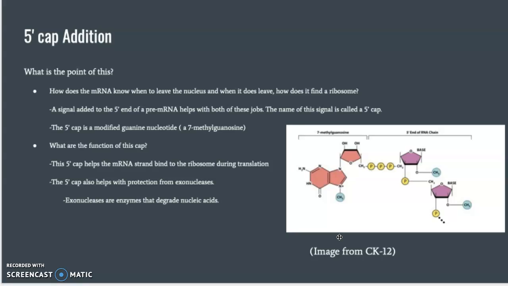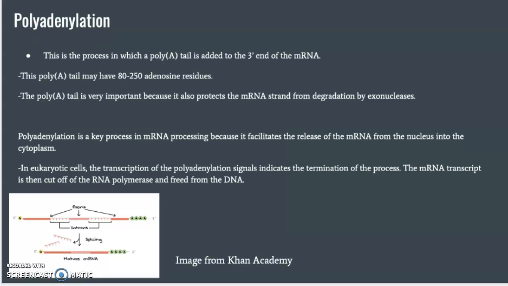The 5' cap also helps with protection from exonucleases. Those are enzymes that degrade nucleic acids. Most of our RNA is made from nucleic acid, so it would not be very good if it were being damaged by those things. That's why we need this cap. So this is the 5' end, and we're attaching this cap to protect it and find the proper site on the ribosome.